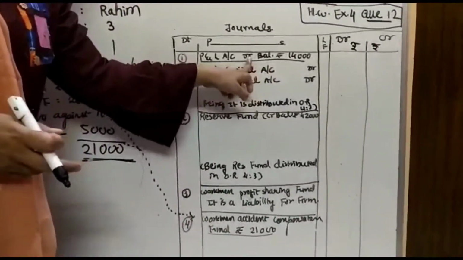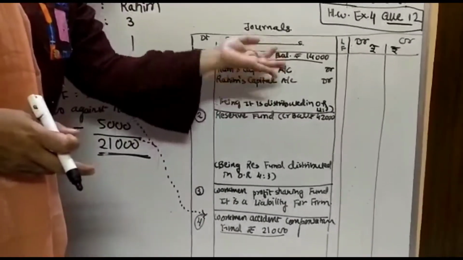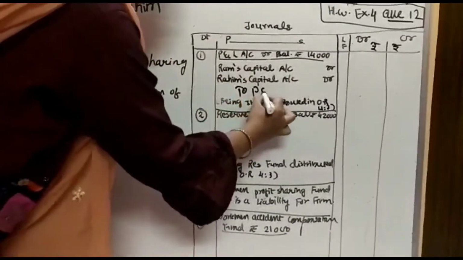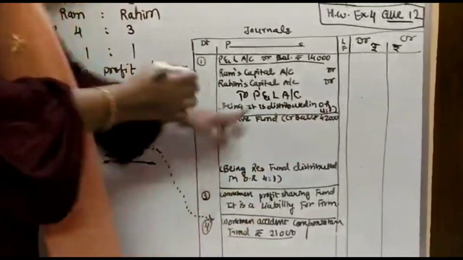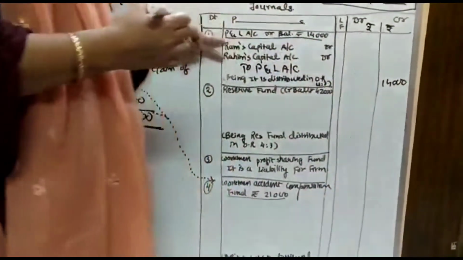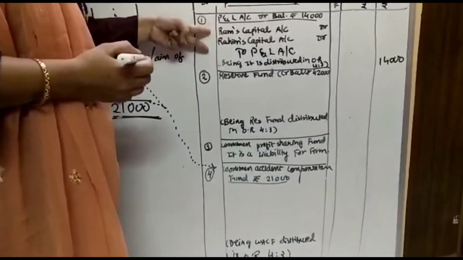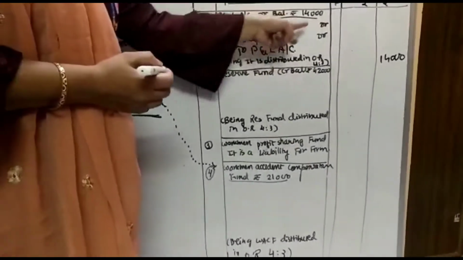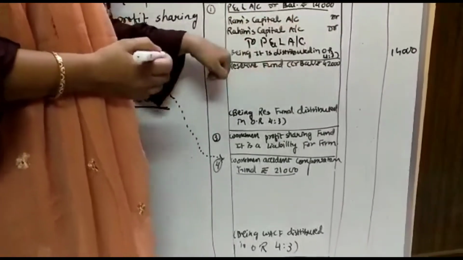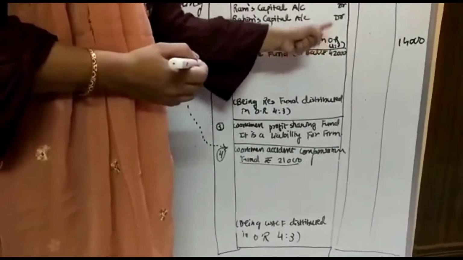Loss. So a debit balance of loss, what will we do? To distribute it, to close it, we will give the opposite effect, and that is credit. So I am going to write profit and loss account credited, 14,000 on the credit side. So what should be debited, as it is a loss? Both the partners have to bear the loss as per the old ratio, so Ram's capital account debited, Rahim's capital account debited to profit and loss account. Narration: being this loss is distributed in old ratio 4:3.